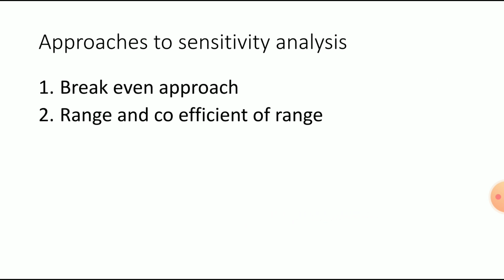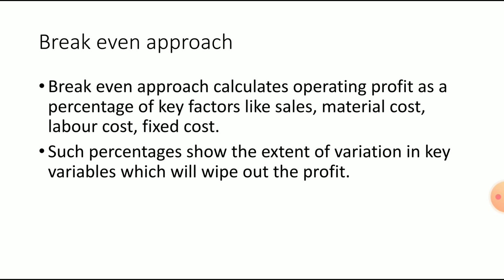So for this there are two approaches. First one is break even approach and second one is range and coefficient of range. So let's see the first one, that is break even approach. This calculates operating profit as a percentage of key factors like sales, material cost, labor cost and fixed cost. So that percentages will show you how much change in these factors is going to wipe out the profit. So such percentages show the extent of variation in key variables which will wipe out the profit.